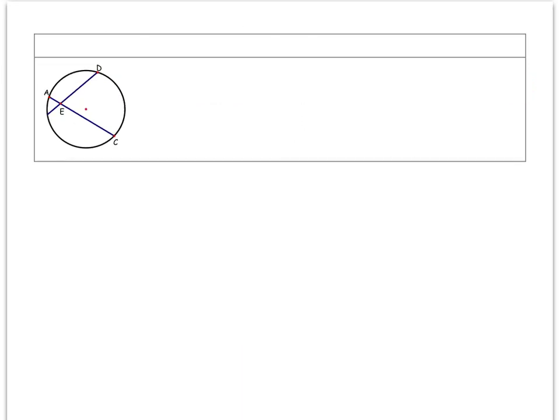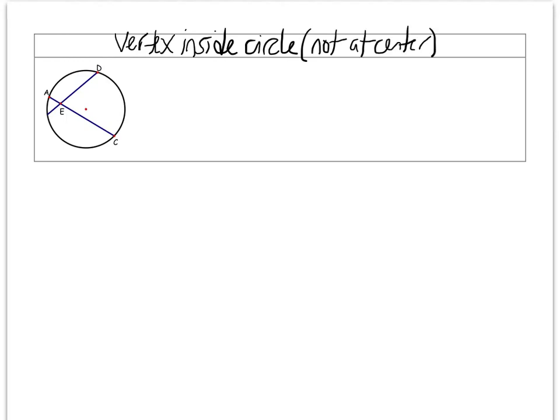Okay, so our last type here is a vertex inside the circle, but not in the center. So if I have a situation like this, the angle measure, for example angle DEC, is going to be 1/2 the sum of the arcs. So the sum of DC plus, this one needs a name, let's call that F, AF. Okay, and those are the three different situations that you need to know.